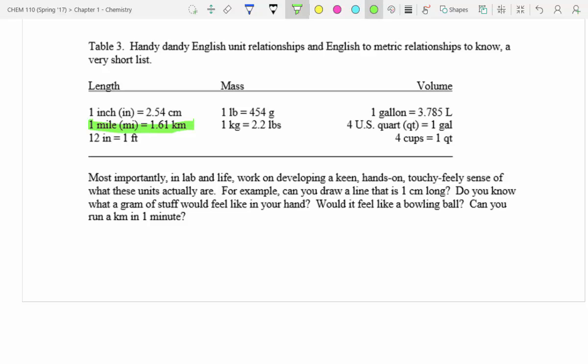A lot of people ask me too, do I need to memorize these? Absolutely not. I will not force you to memorize these. However, I will give them to you on an exam if needed, and you can use your calculator to solve a conversion that way. Make sense?